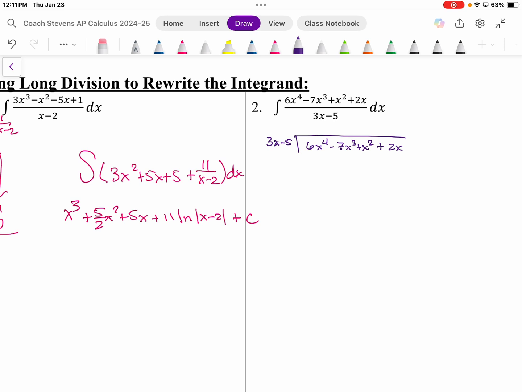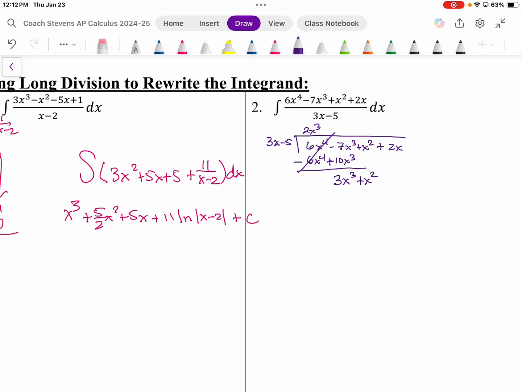So if you're missing a term, you put a 0 in the spot. What do I multiply 3x by to get 6x to the 4th? 2x cubed. That gives me 6x to the 4th minus 10x cubed. And then I multiply that line by a -1 to switch the signs. And the 6x to the 4ths cancel. That gives me a positive 3x cubed. Bring down the plus x squared.